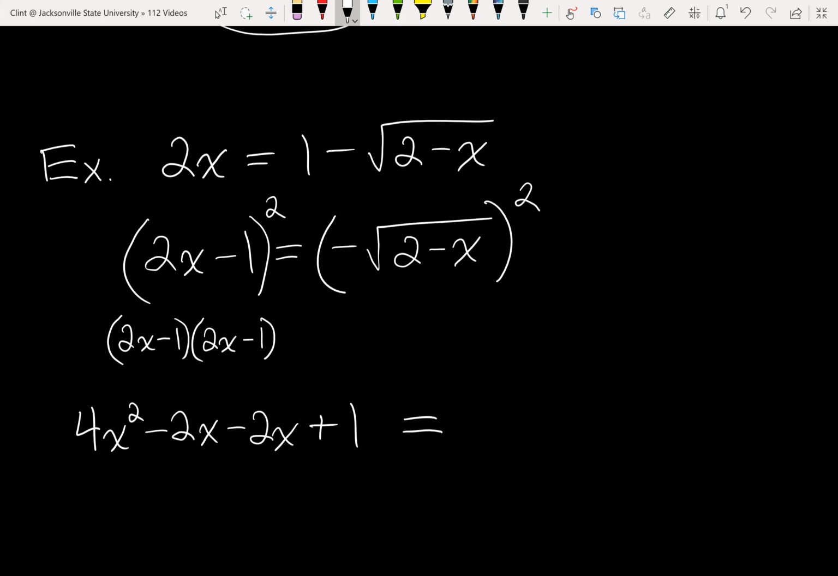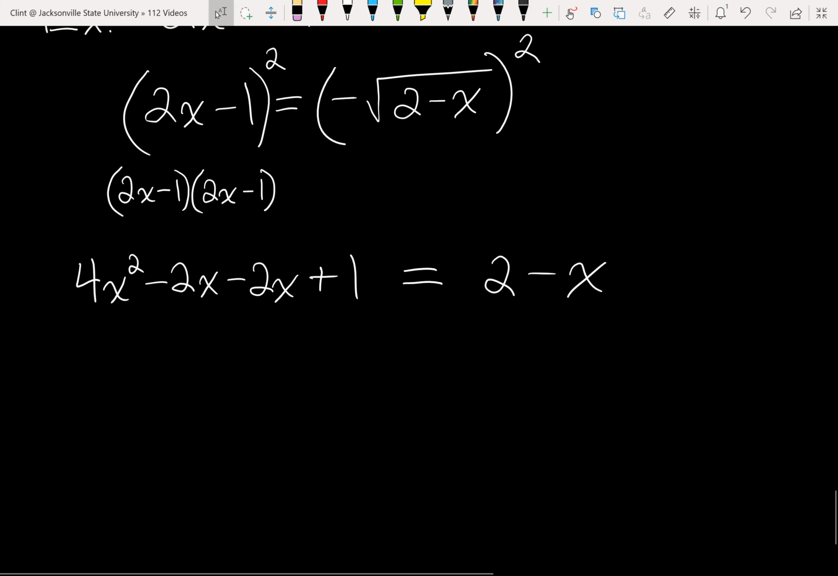what's going to happen? Well, we're going to cancel out the square root, and also remember, if you square a negative number, like negative 2 times negative 2, it makes it positive, so that negative sign goes away also. We just end up with 2 minus x over here. And now we just need to combine like terms. So on the left, we'll combine those. It's minus 4x in the middle.